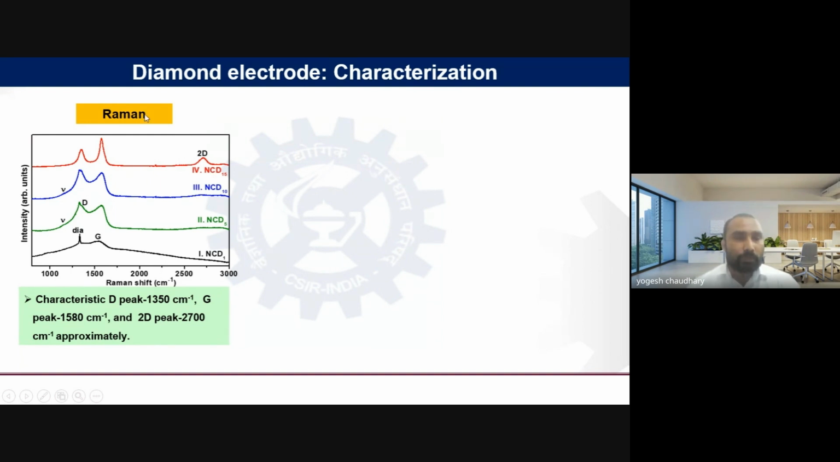For that, we have to check for Raman. So from the Raman, along with all the characteristic diamond peaks, we obtained the characteristic 2D peak in NCD 15%, which means nanocrystalline diamond containing 15% methane. So characteristic peaks are observed, and we can say from the Raman that it is graphitized.